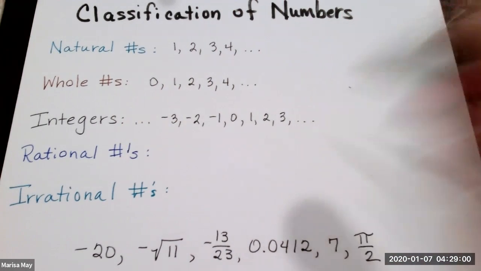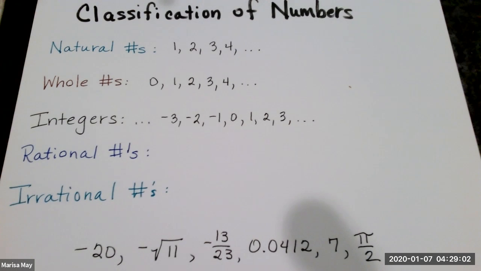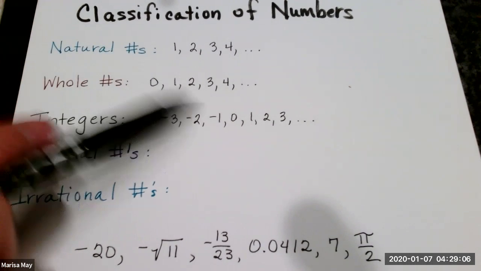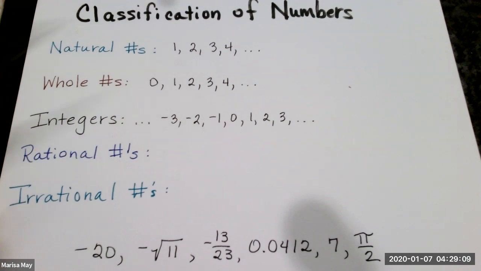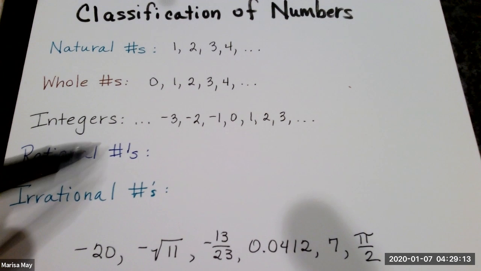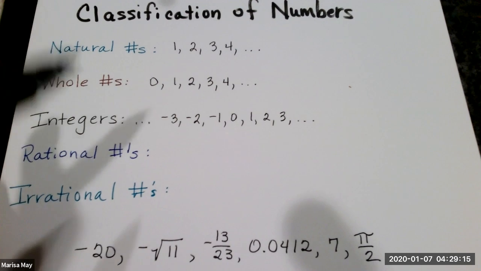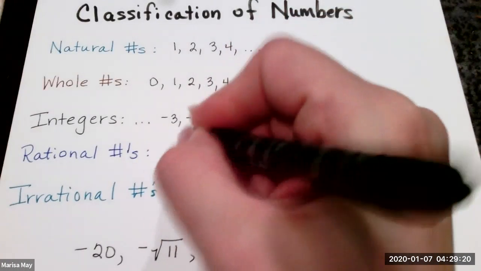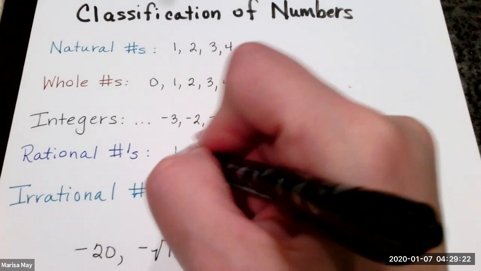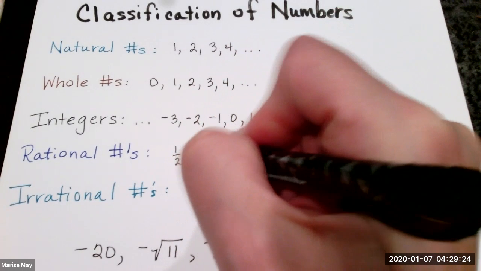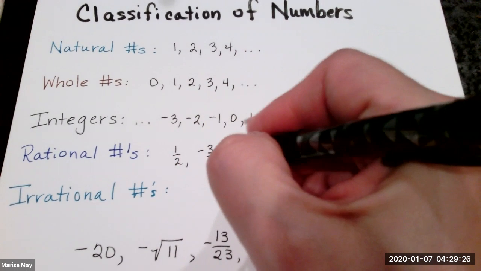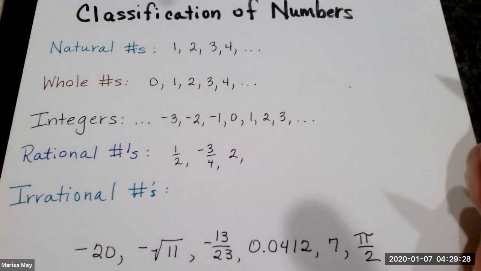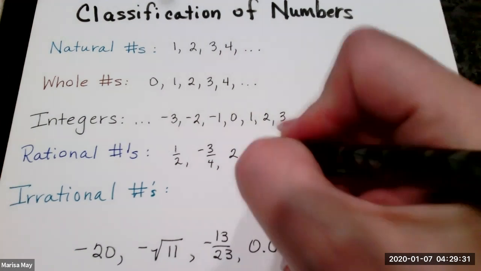So it's easy to see here that a number can have more than one classification. For instance, the number 1 is a natural number, a whole number, and an integer. The rational numbers then adds to the integers any number that can be written as a fraction. You cannot list all of them here, but you've got 1/2, you've got -3/4. You've got 2, because obviously 2 can be written as 2 over 1.